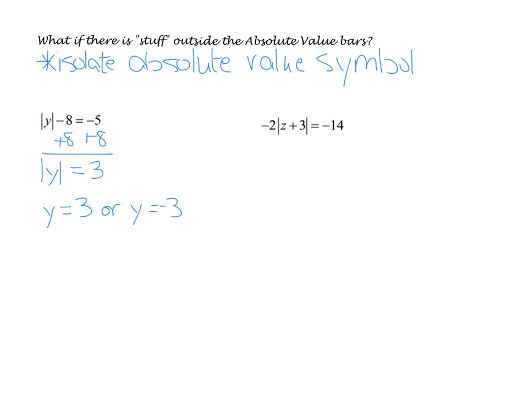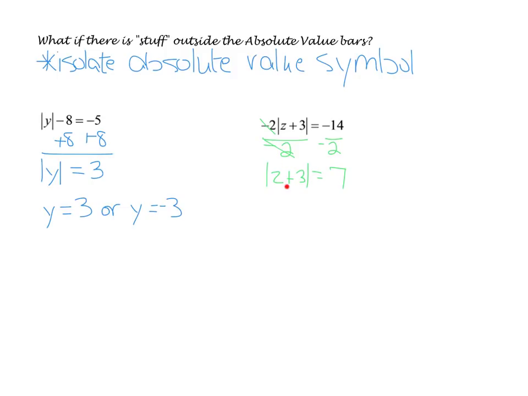-2 times the absolute value of z plus 3 equals -14. So find your absolute value. It's the absolute value of z plus 3. This -2 is in the way. It's -2 times z plus 3. Make a note. You will never, ever distribute into an absolute value symbol. Can't do that, okay? So we're going to divide both sides by -2 to get rid of that -2. Those will cancel. I'm left with the absolute value of z plus 3 equals -14 divided by -2 is a positive 7. Now my absolute value is all by itself.